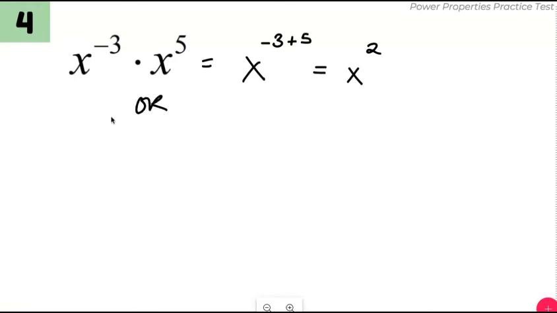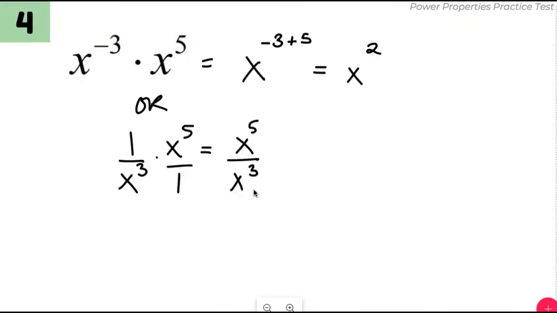Okay, another option for this is you could have simplified this negative exponent and turn that into 1 over x to the third times x to the fifth. And then once you multiply, you get a fraction, and you can use your quotient property to subtract and get x to the second. Either of those methods gets you the same exact answer. It's just whatever path you want to take.